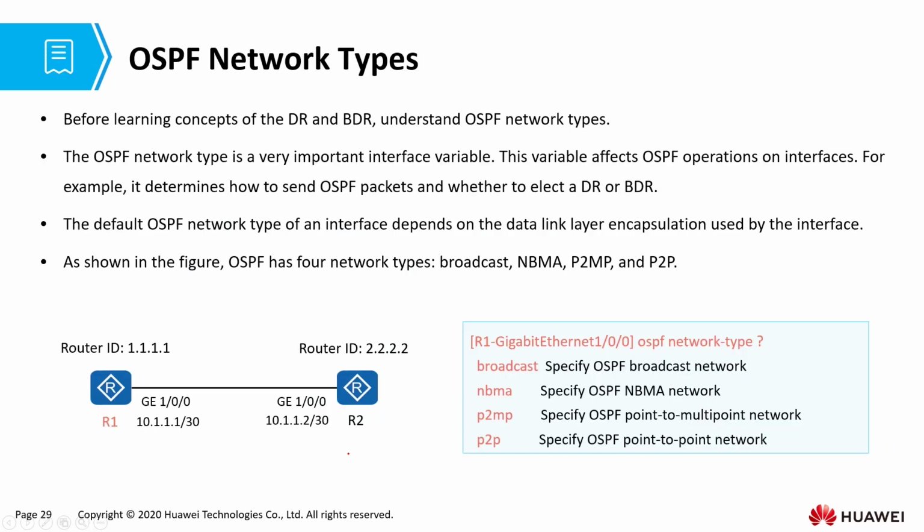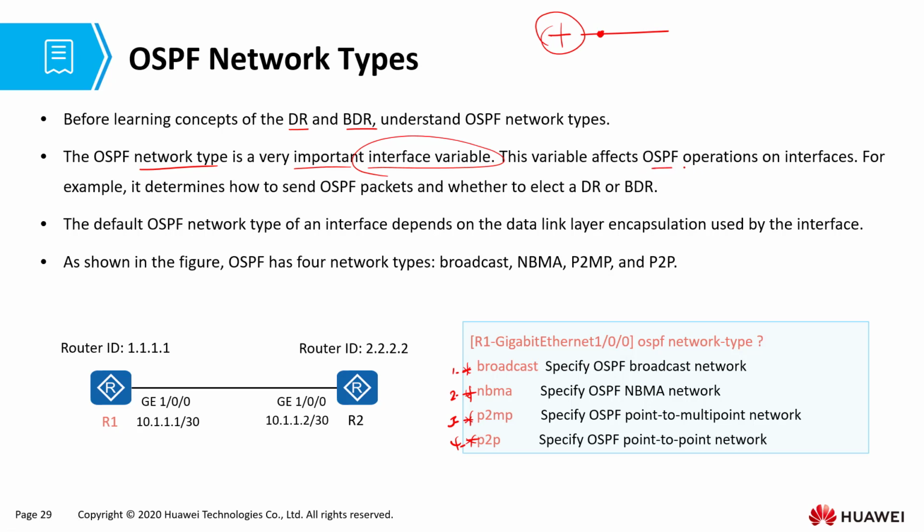Let's talk about the OSPF network types. Now, before I start talking about the designated router and backup designated router, it is important that we all understand the network types that OSPF supports. The OSPF network type is a very important interface variable. For each router, an interface in OSPF is going to be in a certain network type, one of the 4 supported network types: either the broadcast network type, the non-broadcast multiple access network type, the point-to-multipoint network type, or the point-to-point network type. What are the differences between these network types and what's the sense?